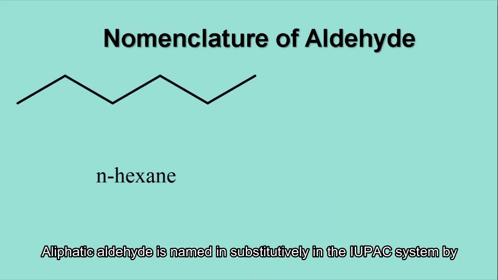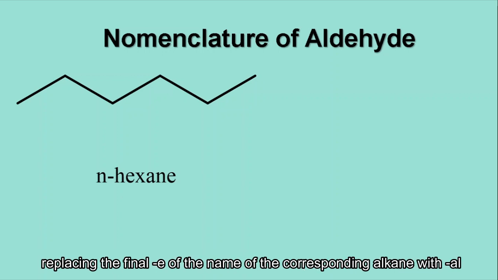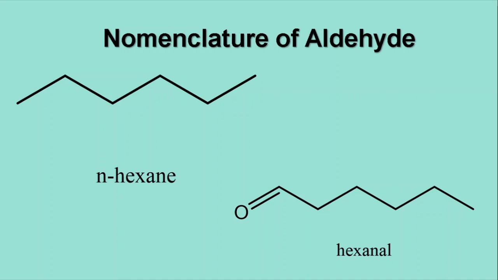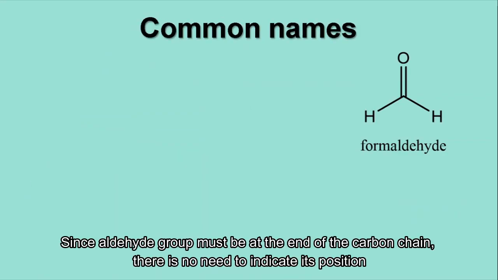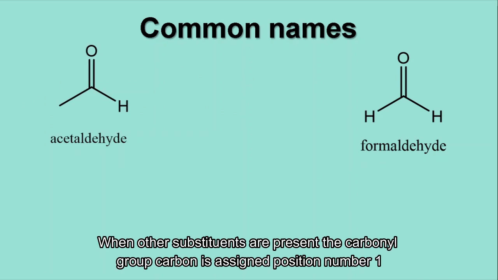Aliphatic aldehyde is named substitutively in the IUPAC system by replacing the final E of the name of the corresponding alkane with al. For example, hexane is an alkane. If it is an aldehyde, it will be called hexanal. Since the aldehyde group must be at the end of the carbon chain, there is no need to indicate its position. When other substituents are present, the carbonyl group carbon is assigned position number 1.